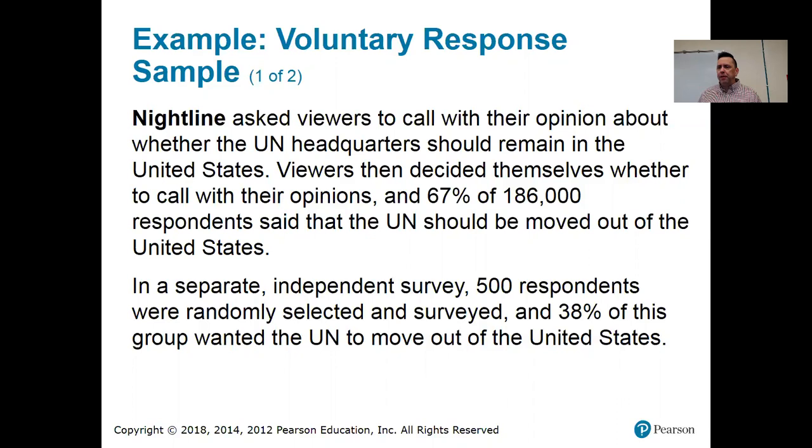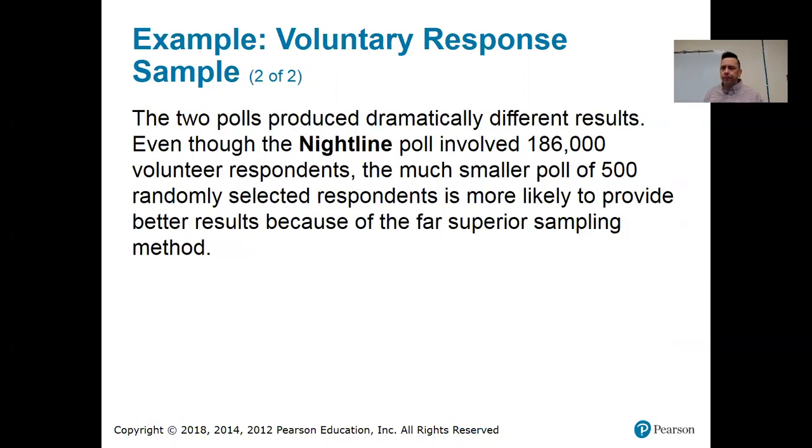On the one hand, you might think, well, 186,000 people, that's a lot of people. It's a lot more than 500. Well, guess what? The second one is a better indication of how people actually feel, okay? Because the people did not get to self-select, okay? So the smaller poll of 500 respondents is more likely to provide better results because the sampling method was better. Okay? Not voluntary response.